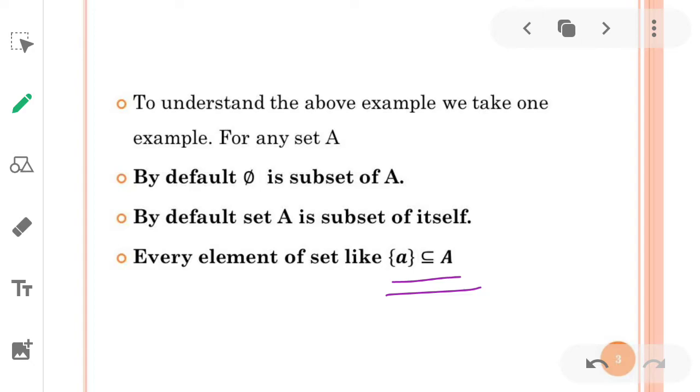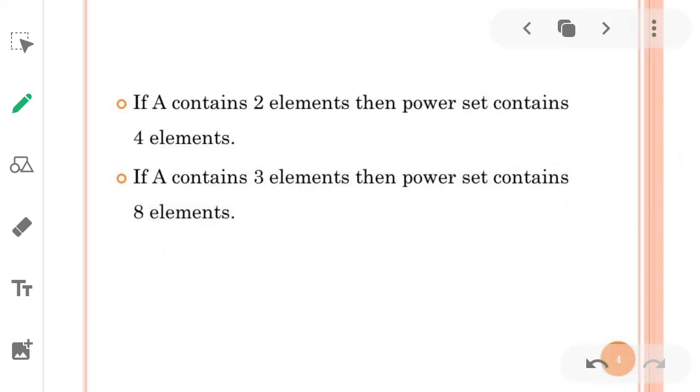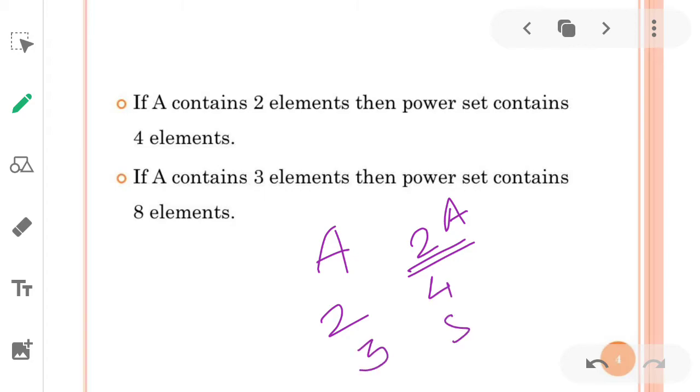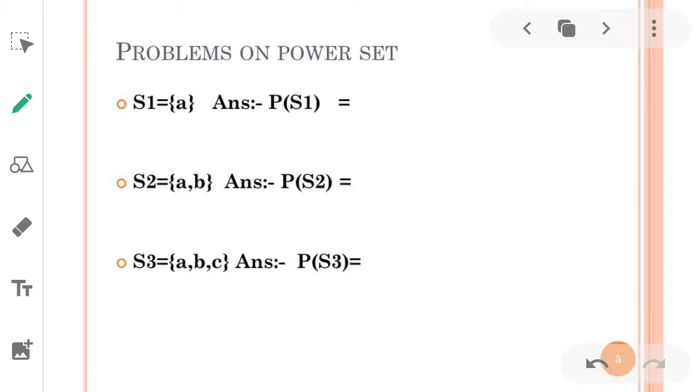Okay. Next is, if we consider any set A, and it contains n elements, then power set of A contains 2 raised to n elements. Okay, so if a set A contains 2 elements, then power set contains 4 elements. If it contains 3 elements, then power set contains 8 elements. Next is, by using this approach, we will solve some of the problems on power set.